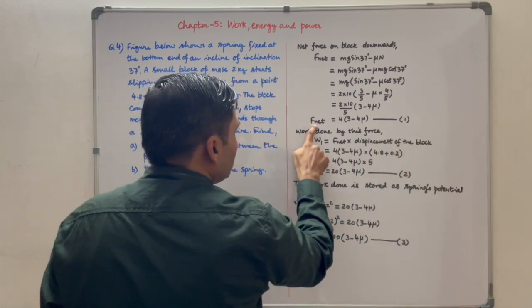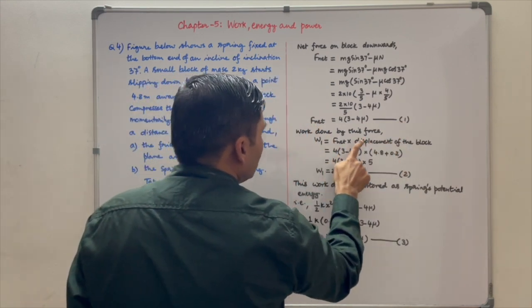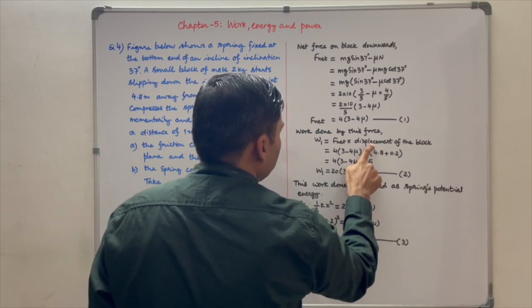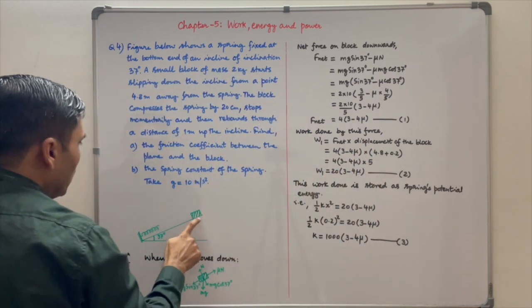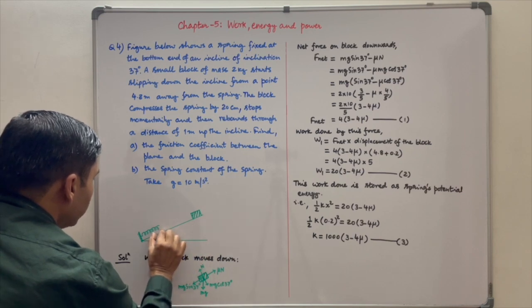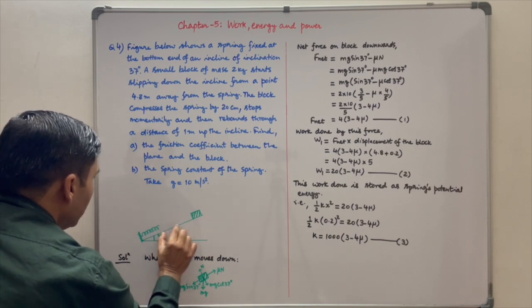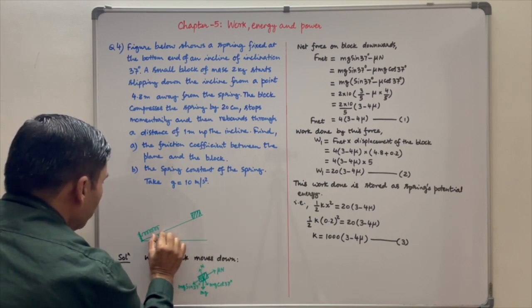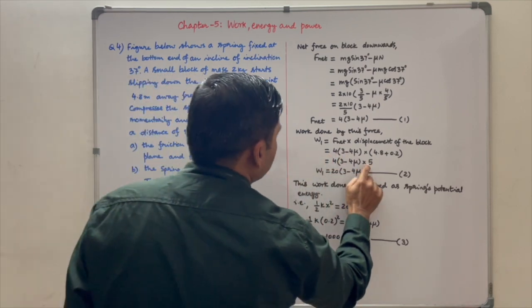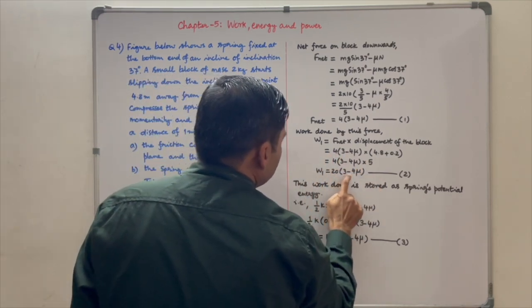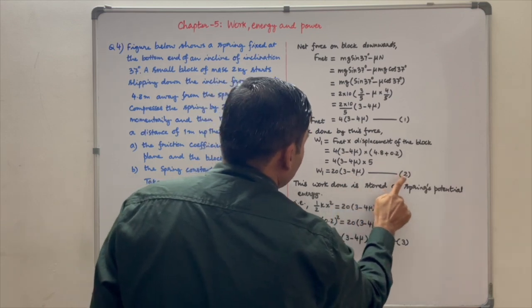Work done by this force will be given by force into displacement in the direction of force. We will calculate the displacement. Initially, the block is 4.8 meter away from the spring and it compresses the spring by 20 centimeter, that is 0.2 meter. So the total displacement of the block will be 4.8 meter plus 0.2 meter, and that is 5 meter. So work done will be equal to 20 into 3 minus 4 mu. This is equation number 2.